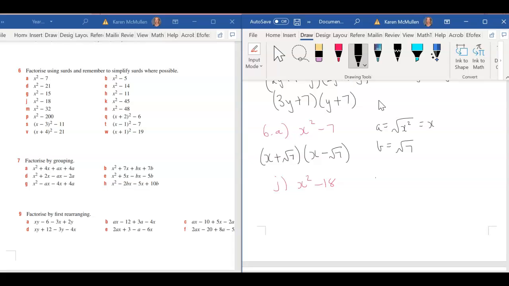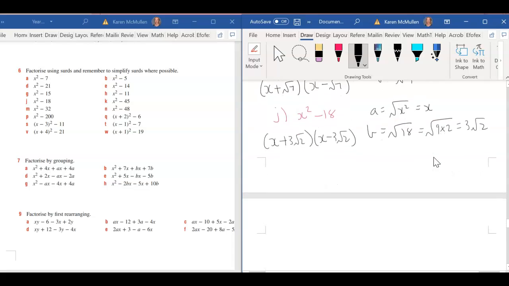All right, so a is the square root of x squared, so it's going to be x. B is the square root of 18. Clearly. All right, so 18 isn't a perfect square, but we can simplify it. So we look for a perfect square that goes into 18, which is 9. So that becomes 3 root 2. All right, so you should be simplifying your surds. So we get x plus 3 root 2 times x minus 3 root 2.